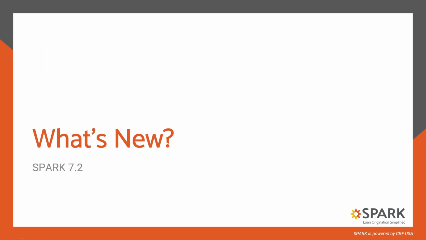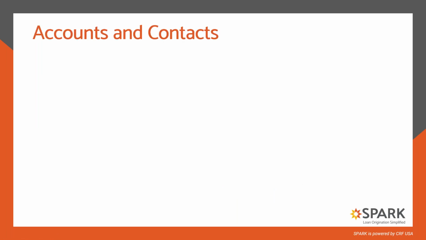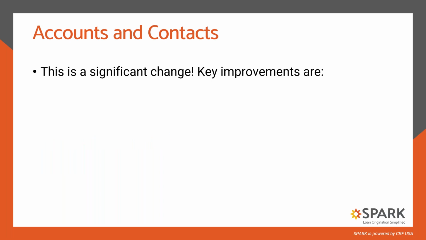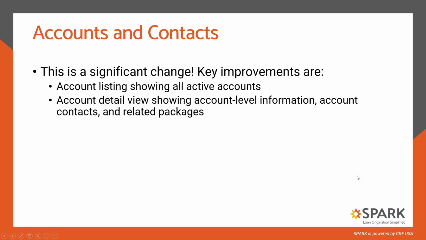All right, so let's dive right into what's new. The big thing is accounts and contacts, and this is a significant change. So part of those key improvements is an account listing that shows all of the active accounts in Spark, as well as a detailed view of more account level information. So, think about the packages that the account is associated with, related information, address, phone number, etc.